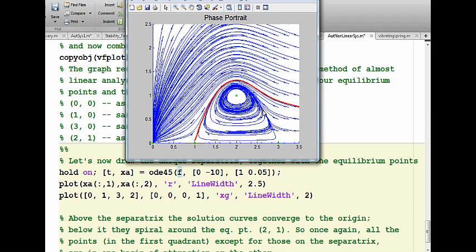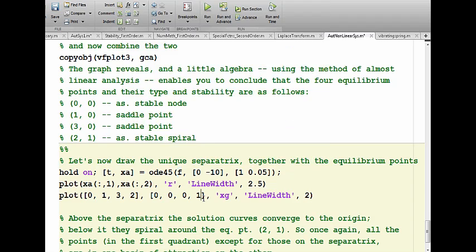Below it, solution curves all come in spiraling around that point. Above it, the solution curves all come and crash into the origin. So under the red curve, under the separatrix curve, we have a basin of attraction for the asymptotically stable spiral point (2, 1). And above the separatrix, we have a basin of attraction for the origin (0, 0).